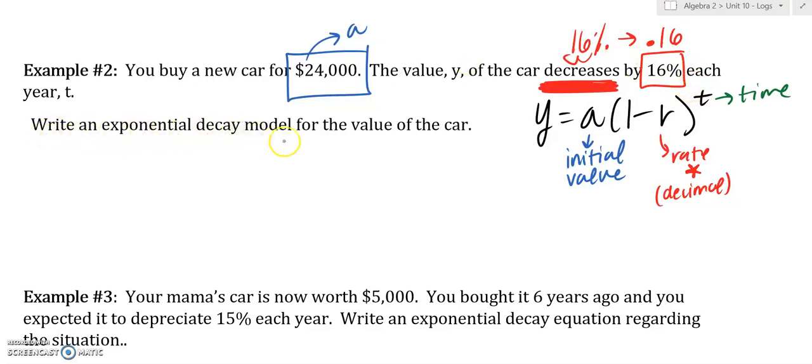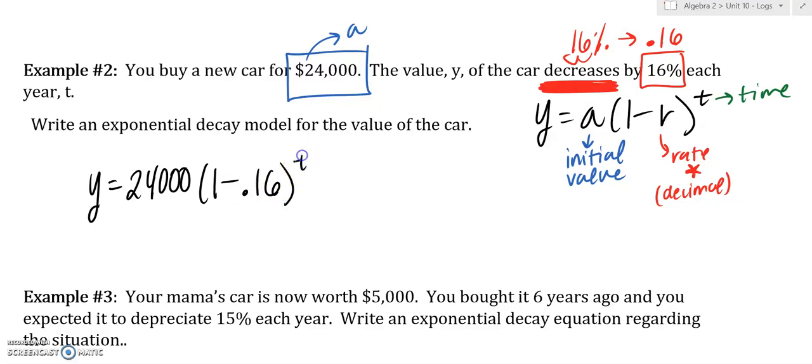What is the exponential decay for the model of the car, or decay model for the value of the car? So we don't know T, we just want a model. When I go to plug in, I'm going to have Y equals, instead of an A, I put 24,000. Instead of the R, I put 0.16. And I leave the T there, I leave the Y there.